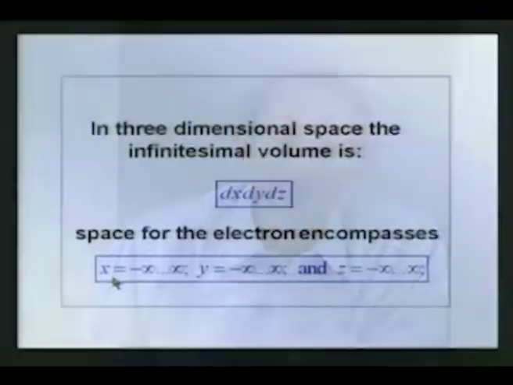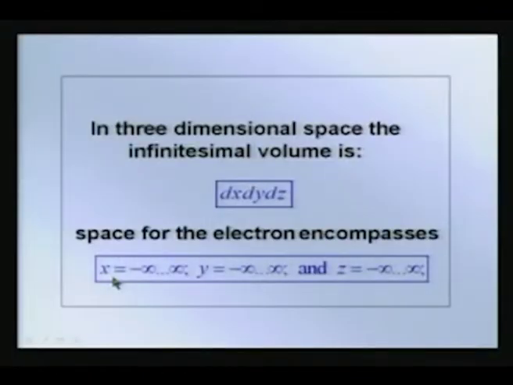However, in principle, keeping the nucleus at the origin, the coordinates available to the hydrogen atom electron are the whole universe, minus infinity to plus infinity in all the directions, three dimensions, and we talk about a three-dimensional world. This is the space available for the electron, and therefore how does this translate in the r, theta, phi coordinate system?